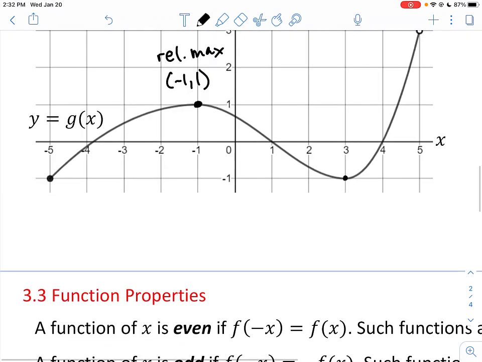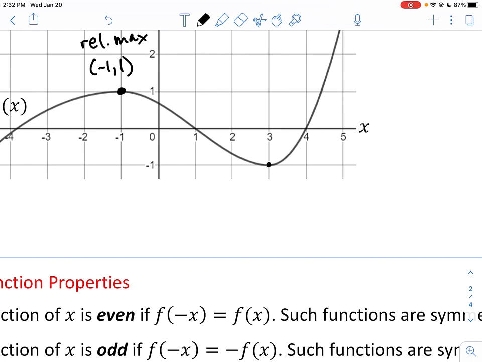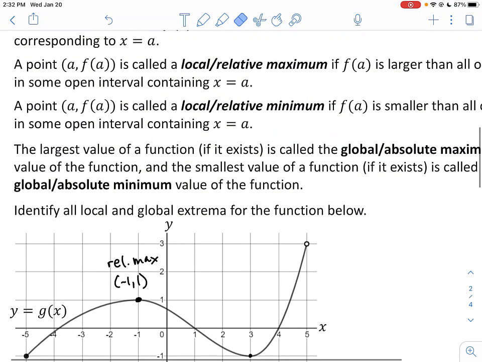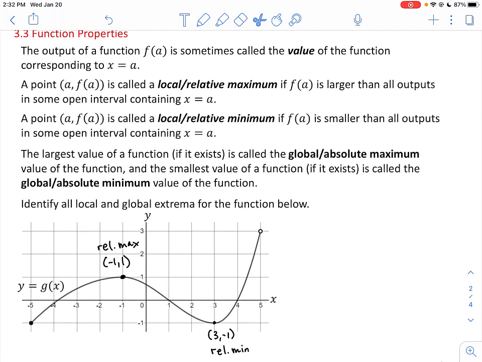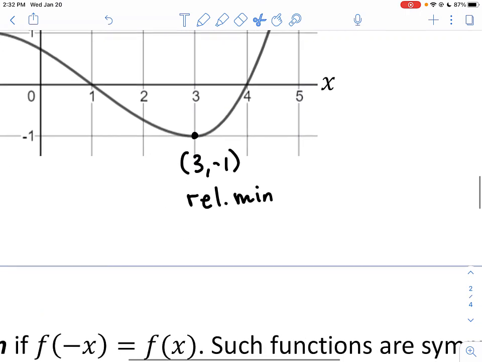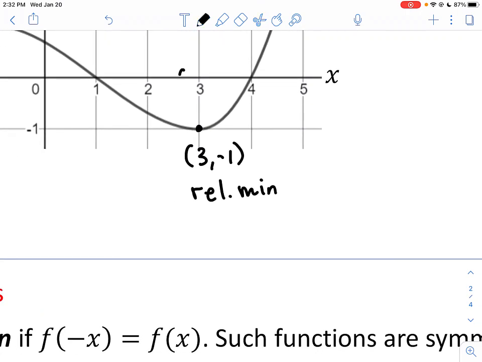Over here is the bottom of a ditch. It's the lowest point in its immediate area. It's the point 3, -1, and this is a relative min, because it's lower than anything in its immediate neighborhood. Or, when this definition says, let's look at the minimum, for example, that f of a is smaller than all outputs in some open interval containing a. So a is 3 in this case down here, and if you do some open interval containing 3, just focus on that part of the graph, the point in question, the relative min, is the lowest of all points on that portion of the graph.